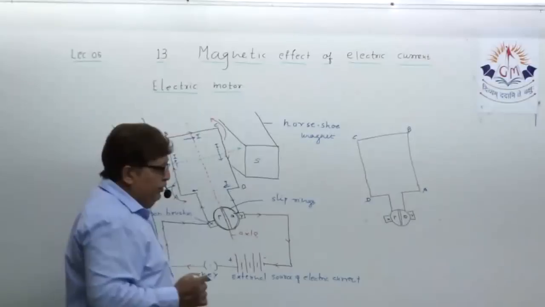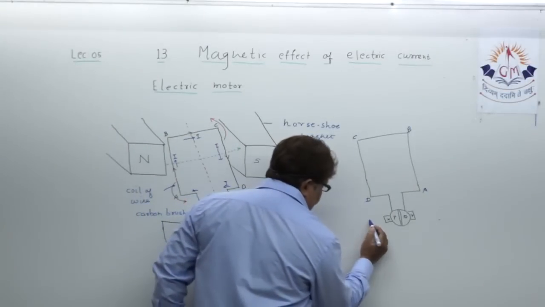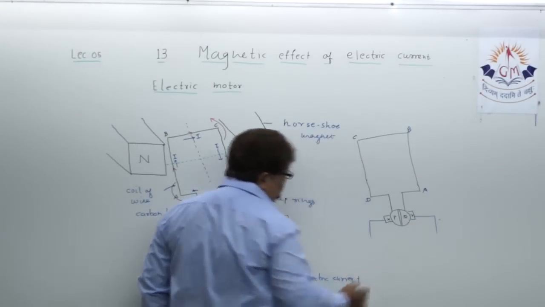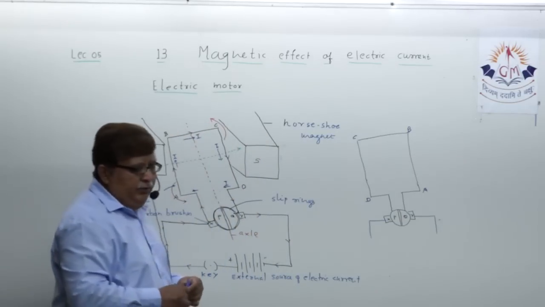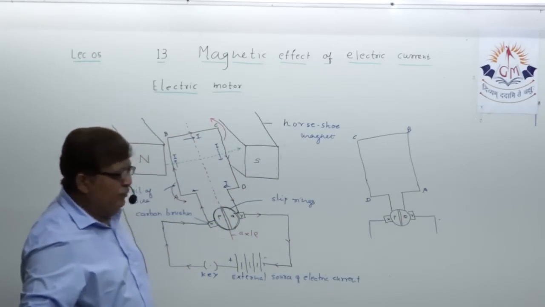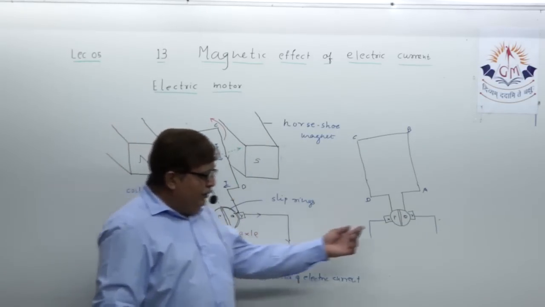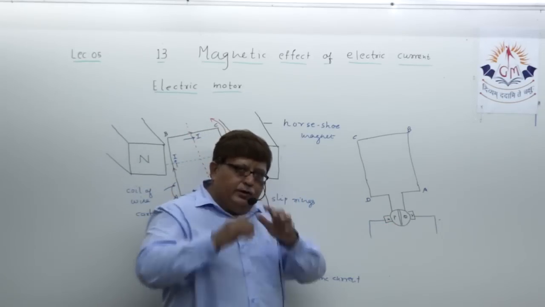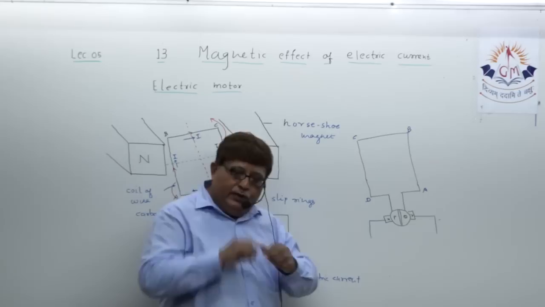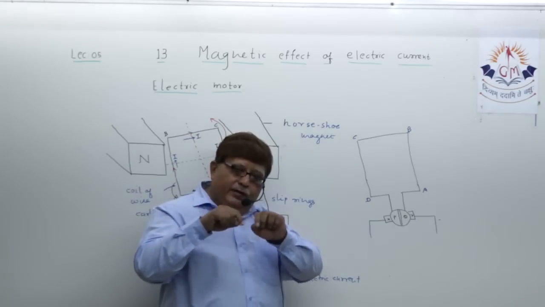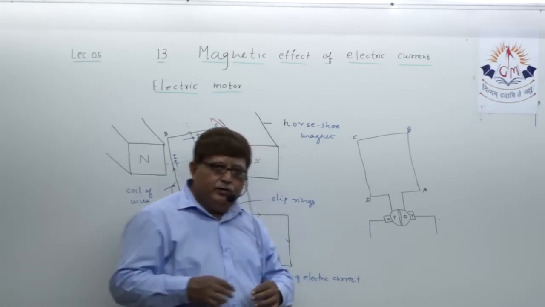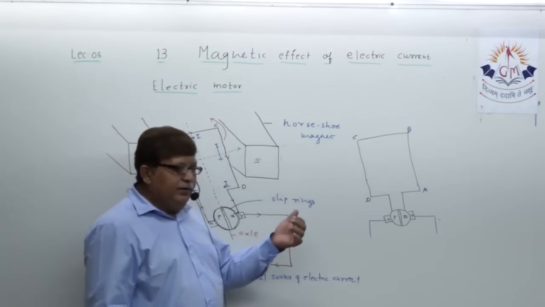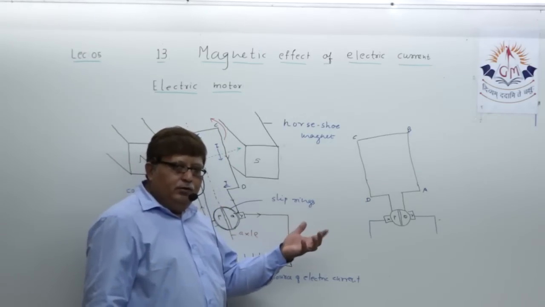Now what happens, dear student? Due to the sliding arrangement here, the electric supply is going to continue as usual. You understood this? Because only the slip ring rotates in the sliding contact of the carbon brushes X and Y. The slip ring rotates. That means, as I initially told you, we ensure that the steady flow of electric current has to flow through the coil.